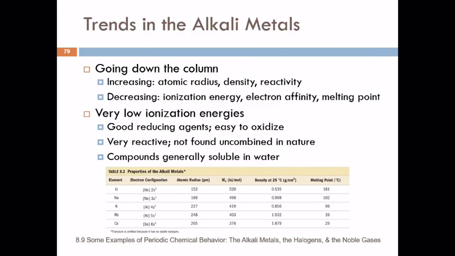We're going to look at some chemical trends within the alkali metals, the halogens, and the noble gases. If we look at the alkali metals, those are the group 1A elements. As we go down the column, going from lithium down towards rubidium, we see that atomic radius, density, and reactivity all increase. Here's the table showing these things.